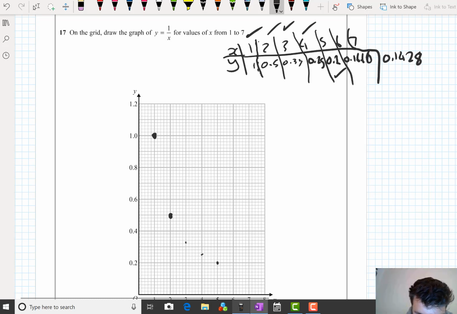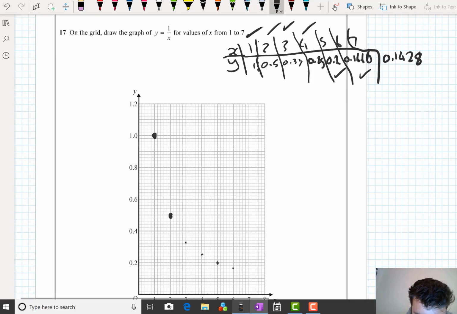0.12, 0.14, 0.16, 0.18, so it's about in between. A little bit above that. That'll do. And 0.4, 0.1428. 0.1, 0.12, 0.14, just about there.